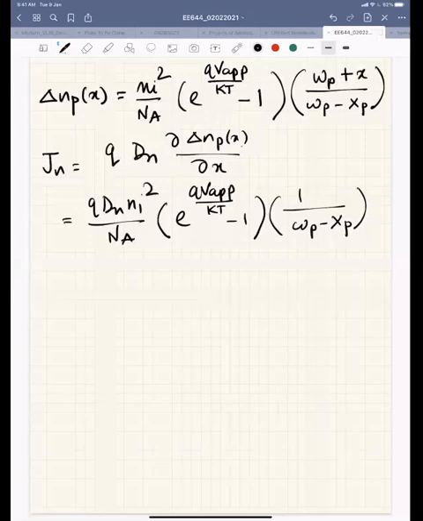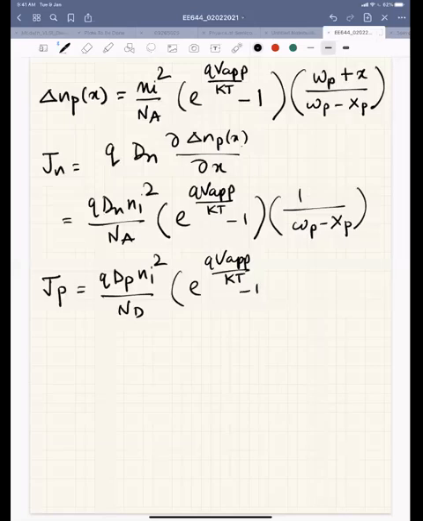Similarly you could also find Jp, because holes are also injected from p to n. You could apply the same boundary conditions and find q Dp ni square by Nd, times Wn minus xn. Please do it yourself, because I am skipping it here in the interest of time. You just have to find the solution of the differential equation and put in the boundary conditions, so it will not be very difficult. So your total current will be the hole current plus the electron current, right?